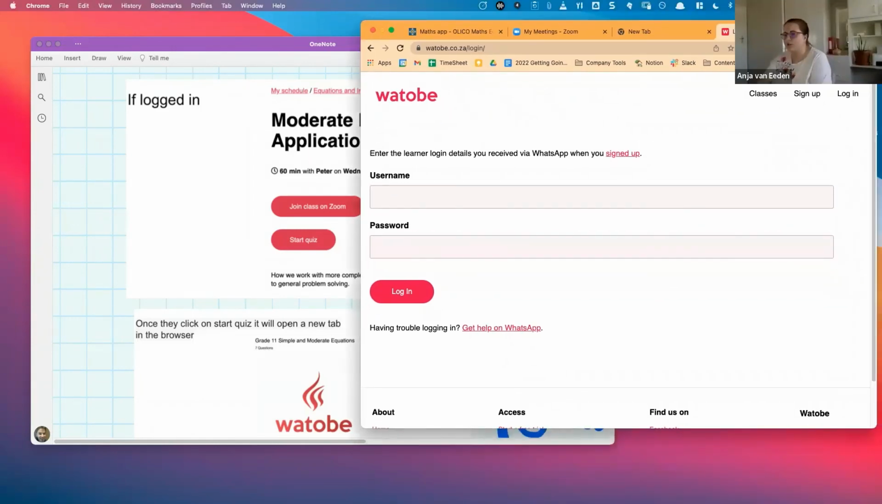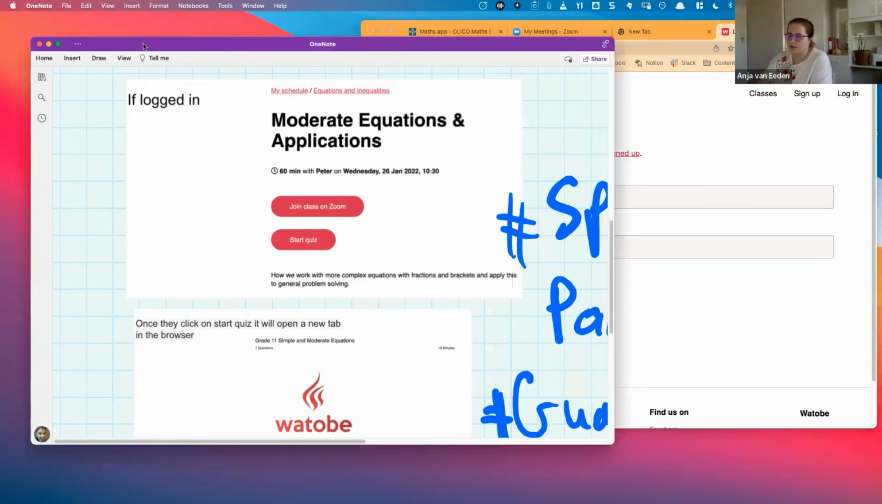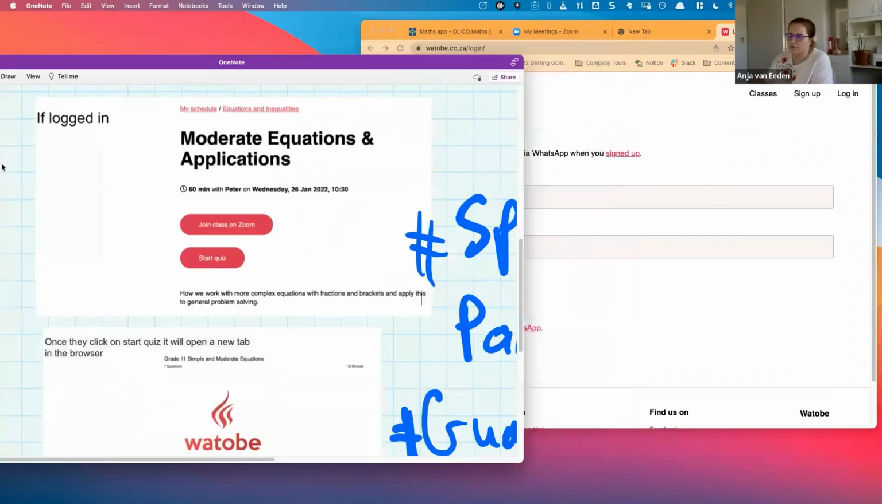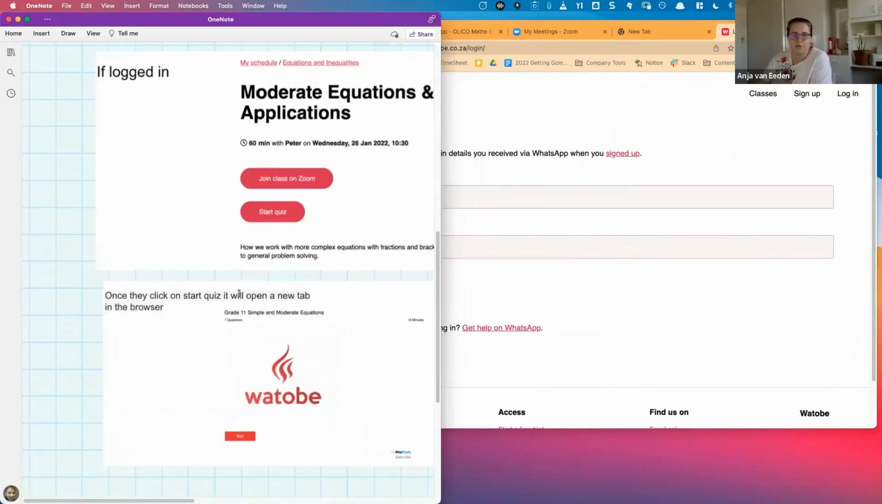Annalisa just mentioned in the chat that the link to the quiz is not working. Annalisa, you first need to make sure with your parents that you are signed up. I'm going to send the link again to you. You should first be signed up before you can access the quiz. That's very important. There's the link in the chat box now.